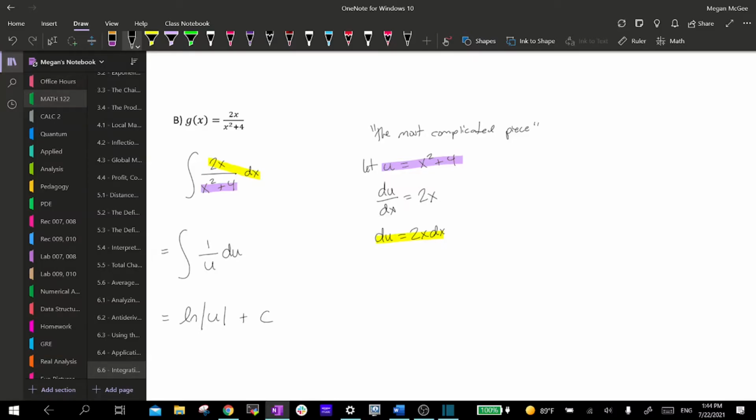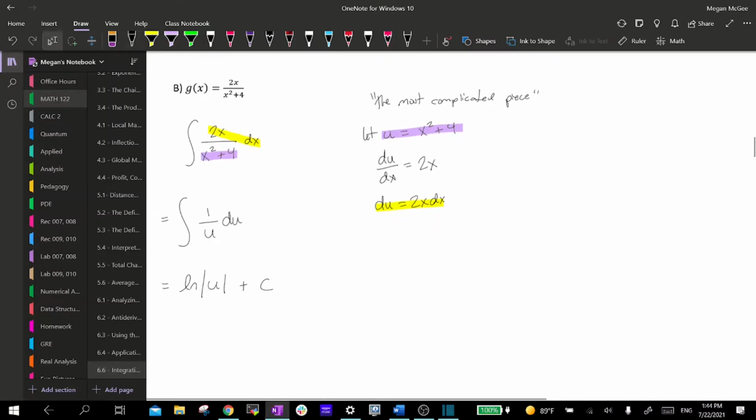And we still need to back sub. We still need to get back into the original terms. This is going to be very important when typing in your answers online. You always have to remember to put them in the correct variable. All right, so remember that we still need to back sub, to give us the natural log of the absolute value of x squared plus 4 plus c. And there is our final answer.